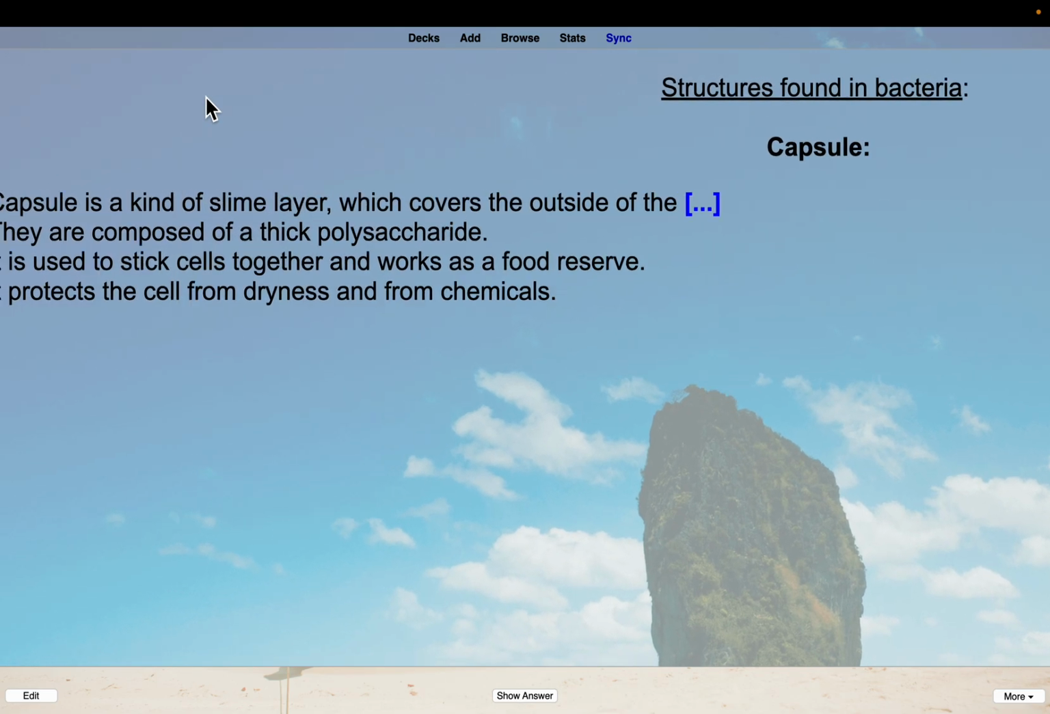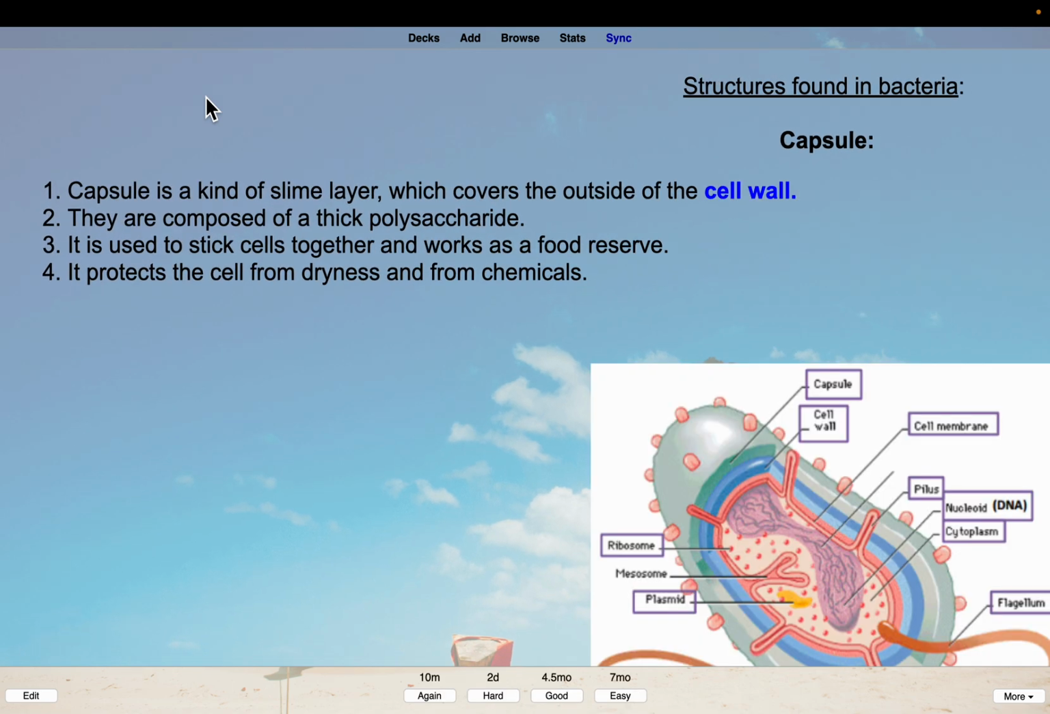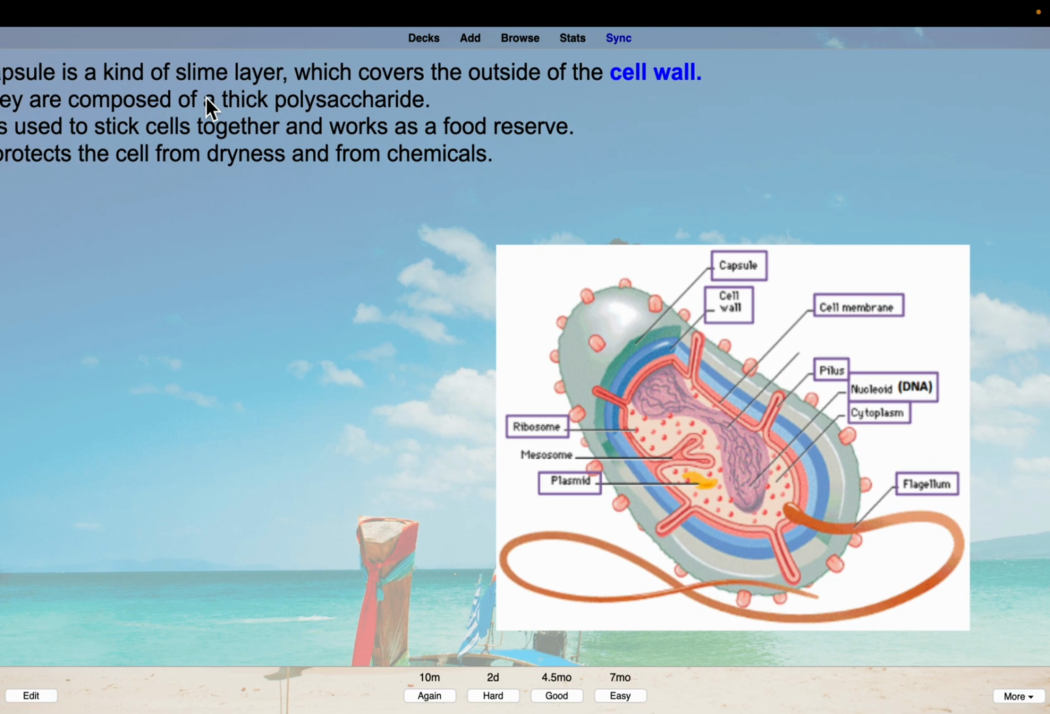So the capsule is a kind of slime layer which covers the outside of the cell wall. They are composed of a thick polysaccharide. It is used to stick cells together and works as a food reserve, and it protects the cell from dryness and from chemicals. So where is the capsule here? It's over here.